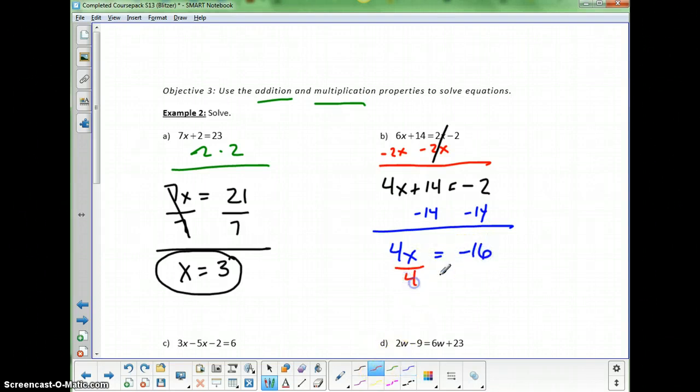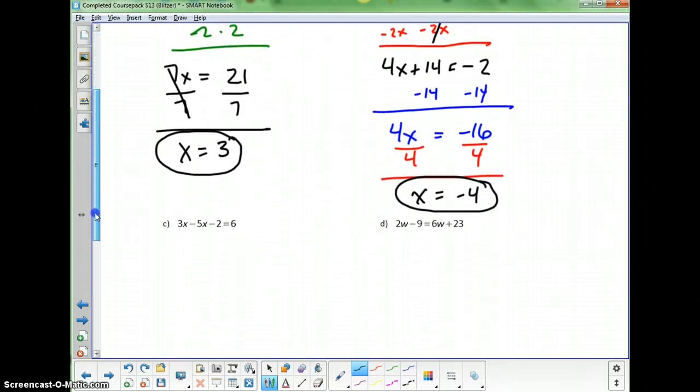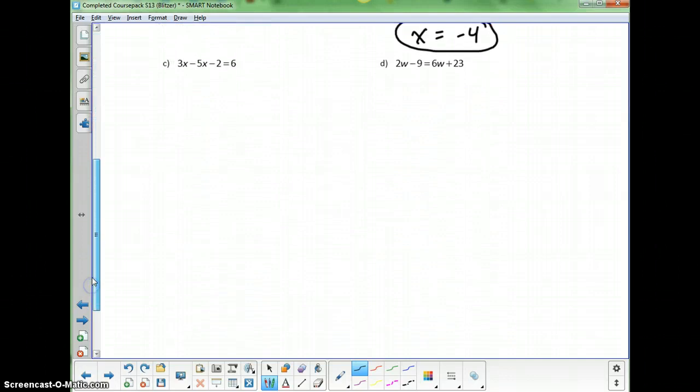And then divide by 4 to peel that 4 off of the x and get our x by itself. So x equals negative 4. Negative 16 divided by 4 is negative 4. Okay, let's look down at the next two.